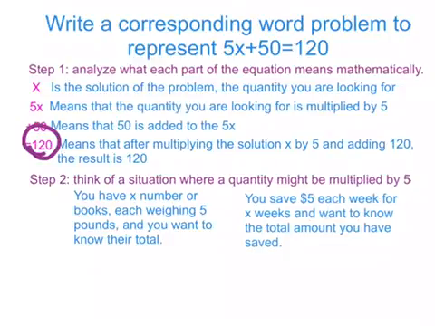You have X number of books, each weighing 5 pounds, and you want to know their total. You save $5 a week for X number of weeks and want to know the total amount. So each of those are scenarios that are just multiplied by 5. That's all we've looked at first. What is something that's multiplied by 5?